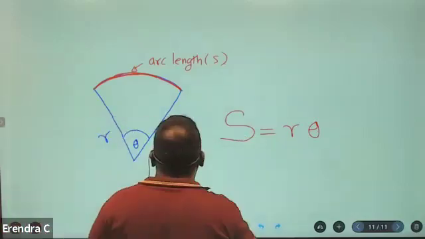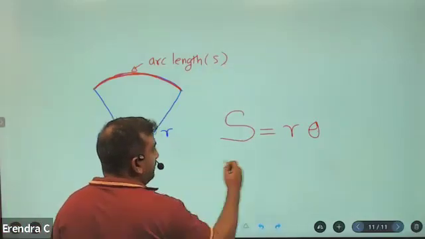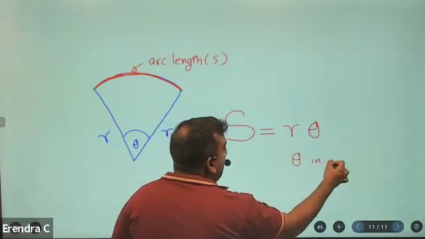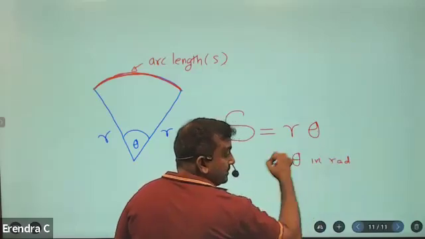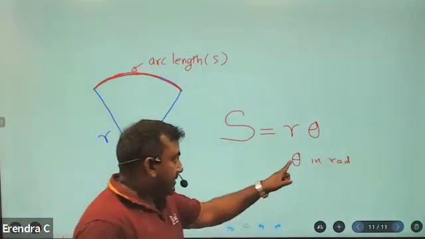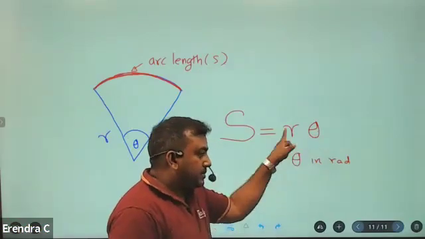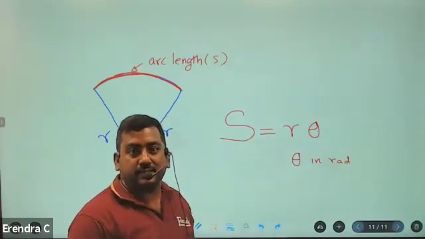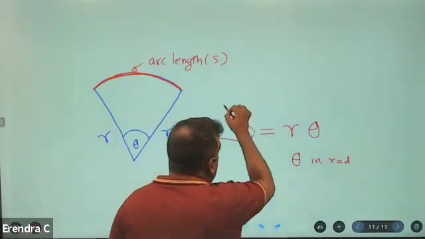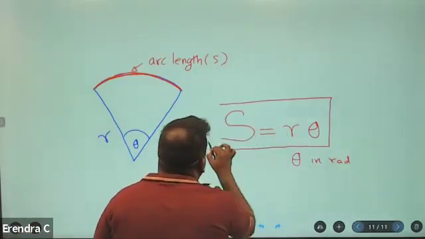So S is arc length, one of the radiuses multiplied by theta. Theta should be in radians. You can't put in degrees. Understood? So only when theta is in radian, you can substitute here and get the answer for S. S is called arc length. S equals R theta. Okay.